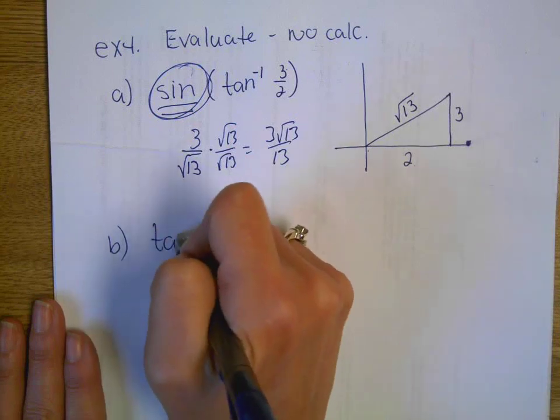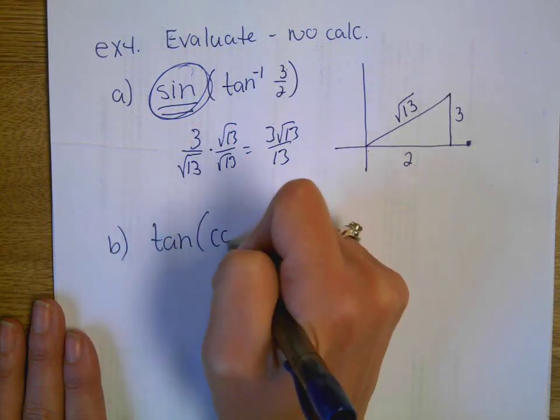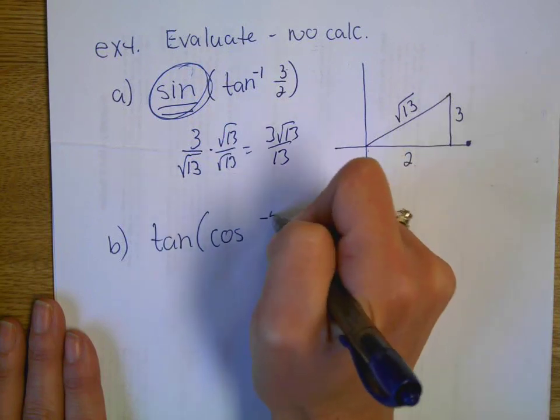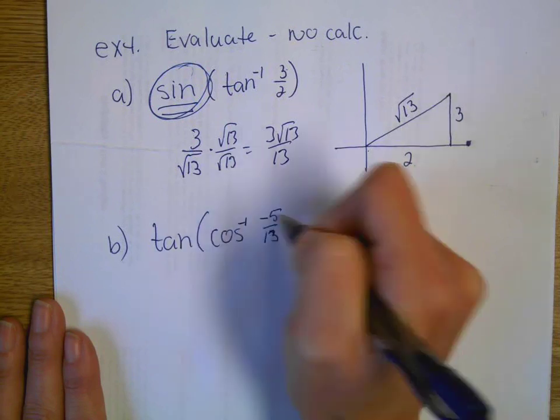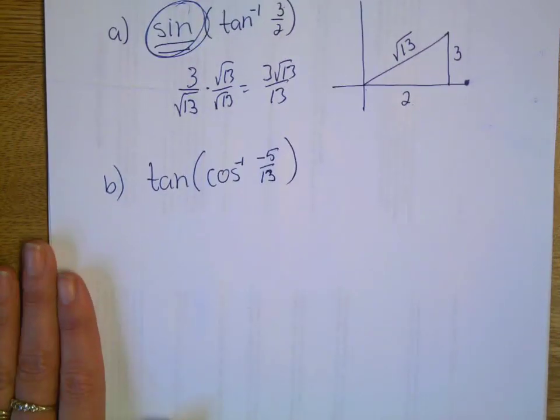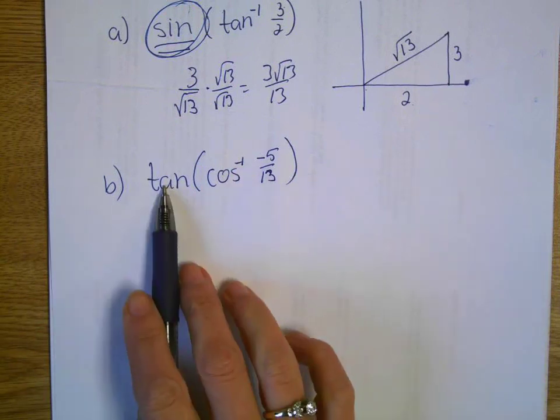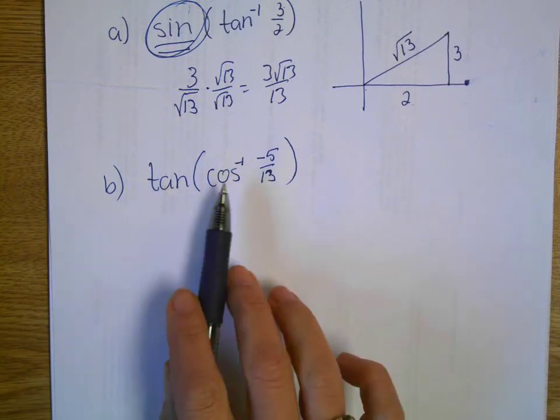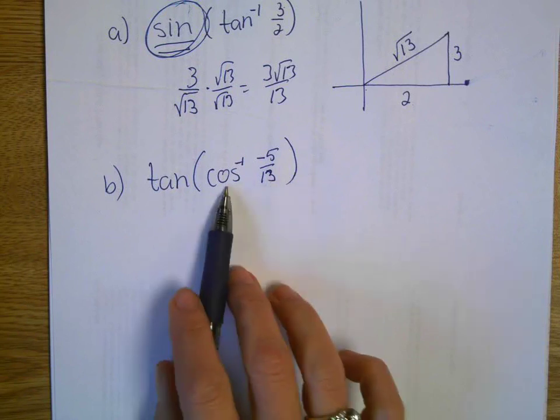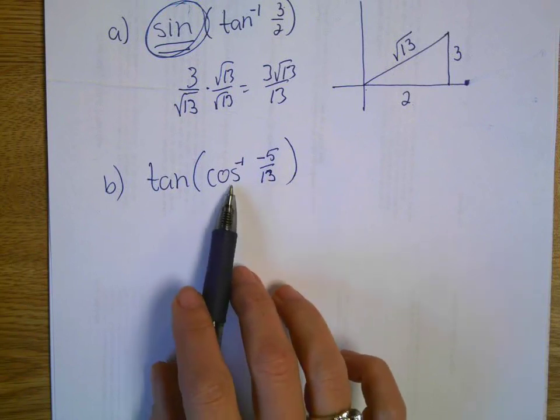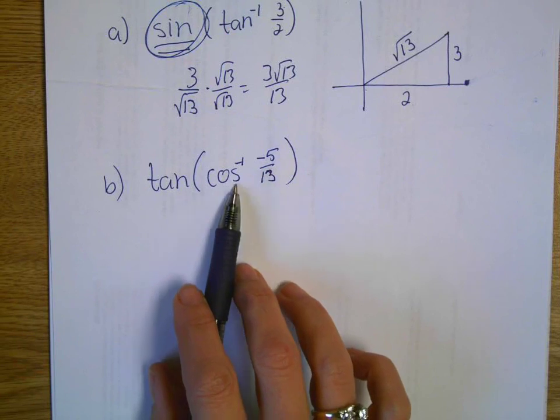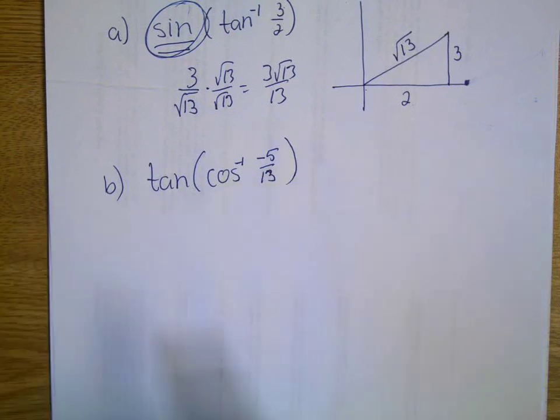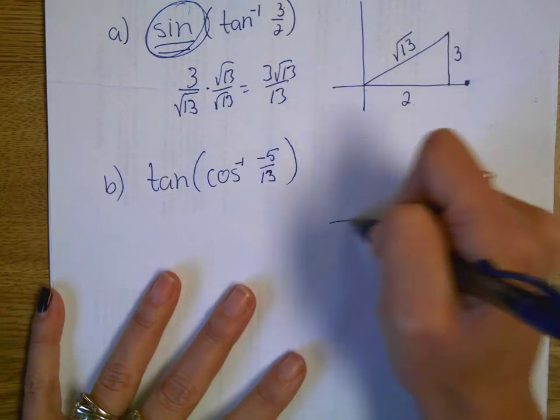Okay. Tangent of the inverse cosine of negative 5/13. So my goal is to end up with a tangent ratio, but I need to know where this angle's at. I know something about the cosine of it. Negative, quadrant 2. So think about inverse cosine. Which quadrant is the inverse cosine going to be negative in that I can use? 2. So we're going to sketch a triangle in 2.